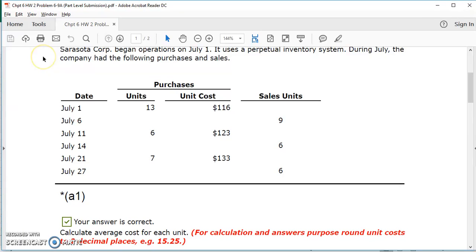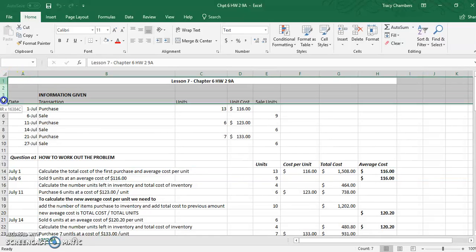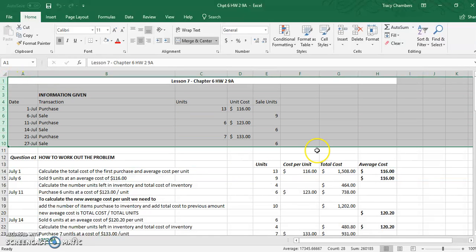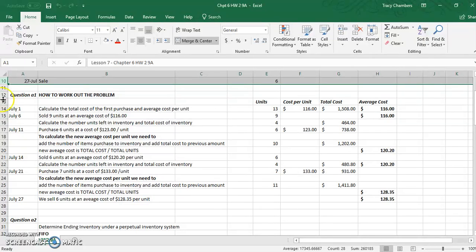So the question is, Sarasota Corp began operations on July 1st. It uses a perpetual inventory system. During July, the company had the following purchases and sales, and they're all listed right here. So what I did was I took this into Excel because that was the easiest way for me to calculate it. Here at the top, I just carried over the information from the question so that I had it all on one sheet. And then this is the part where we actually work out the problem.